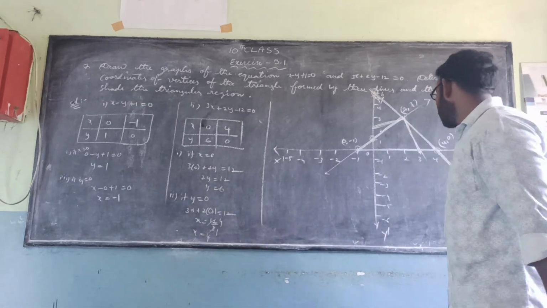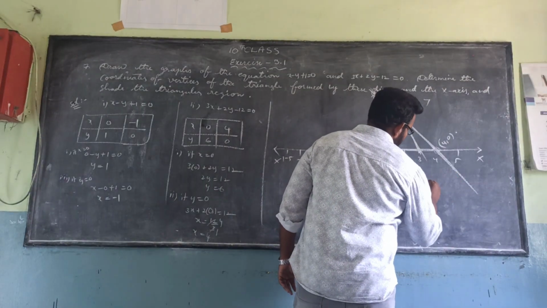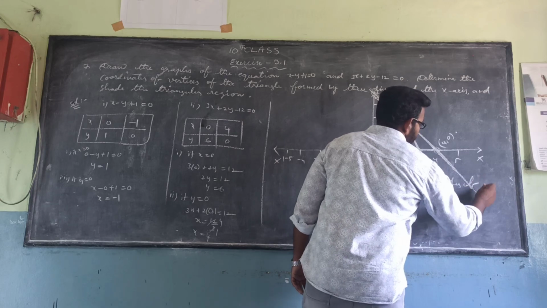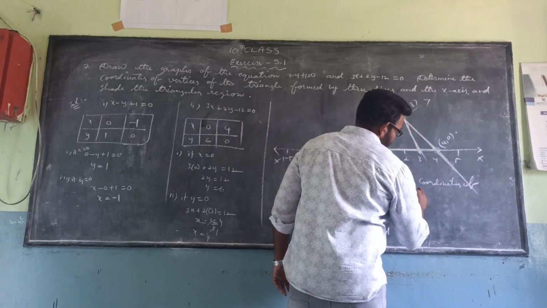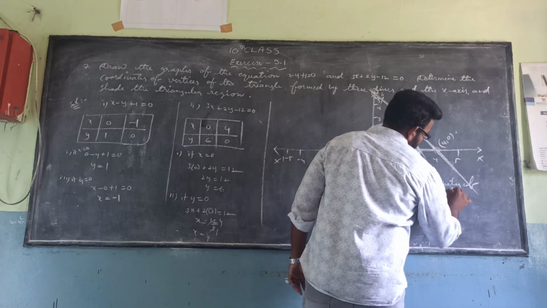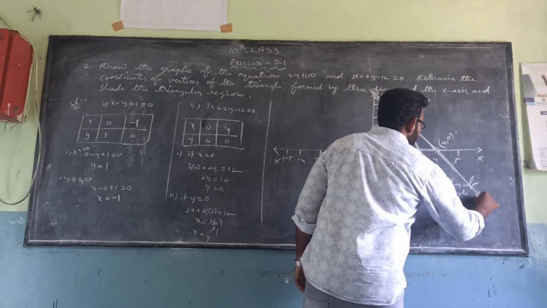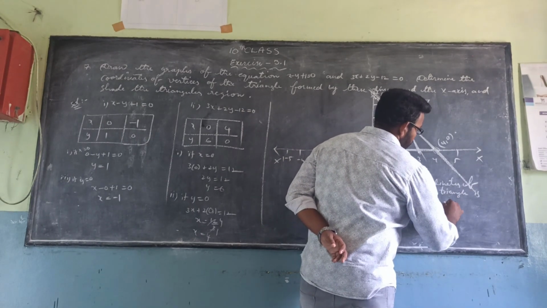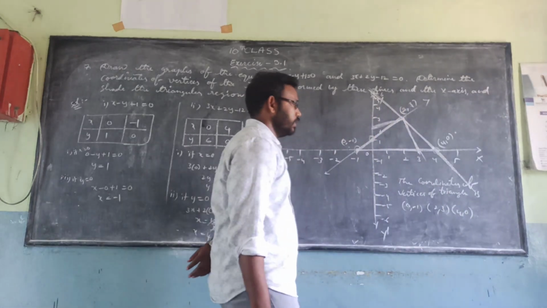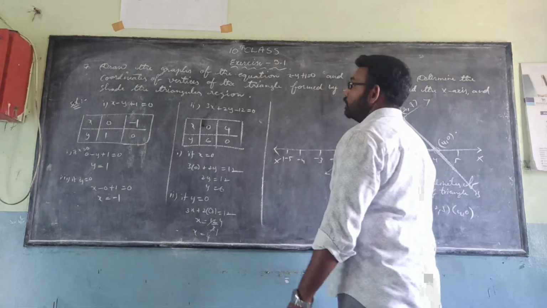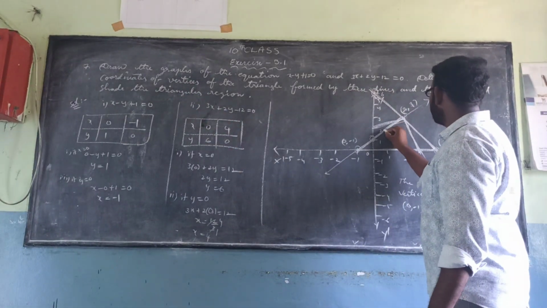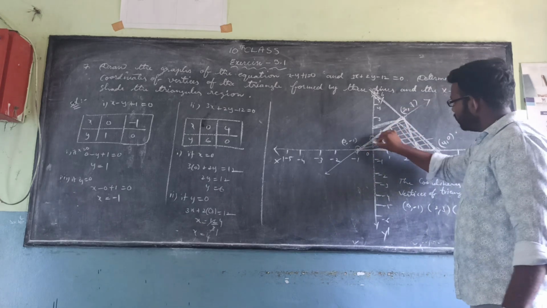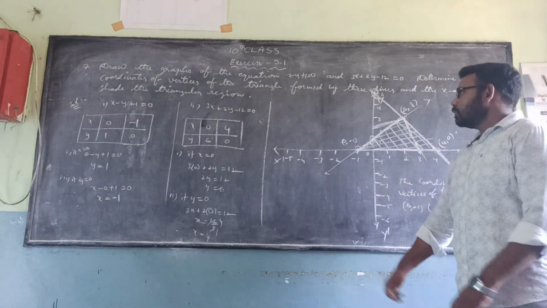The coordinates of the vertices of the triangle are 0 comma minus 1, 2 comma 3, and then 4 comma 0. That's it. And then they also said to shade the triangle region. So we have to shade this region also. This is the shaded region. That's it.